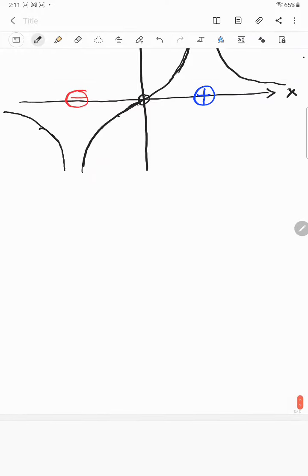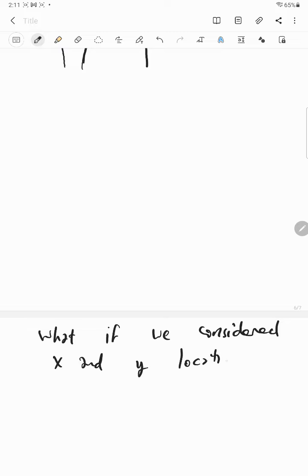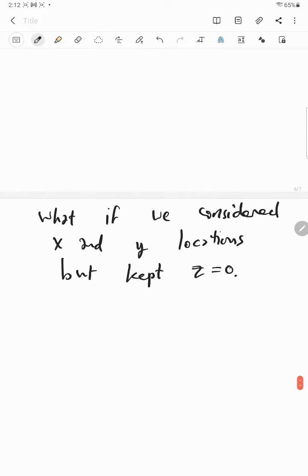So let me draw you, what if we considered x and y locations, but kept z equal to 0, right? Then we need to draw the x and y axes. So I'm going to draw them in this kind of strange way. Here, I'm going to draw the y-axis here. And I'll draw the x-axis here.